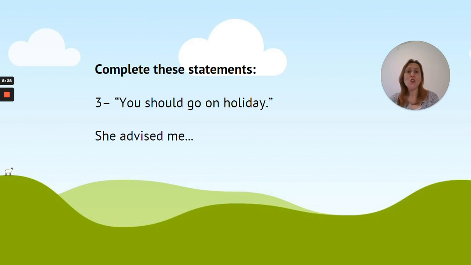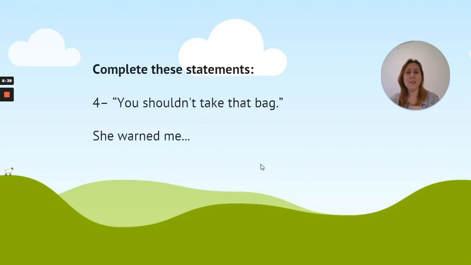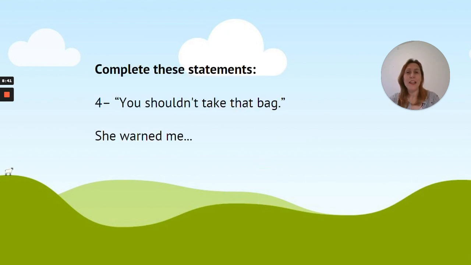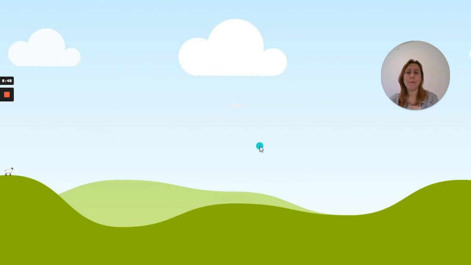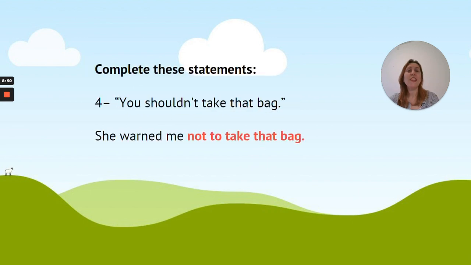Number 3, you should go on holiday. She advised me to go on holiday. So far, so good. Number 4, you shouldn't take that bag. She warned me not to take that bag. So we have a negative statement. You shouldn't take that bag. She warned me not to take that bag.